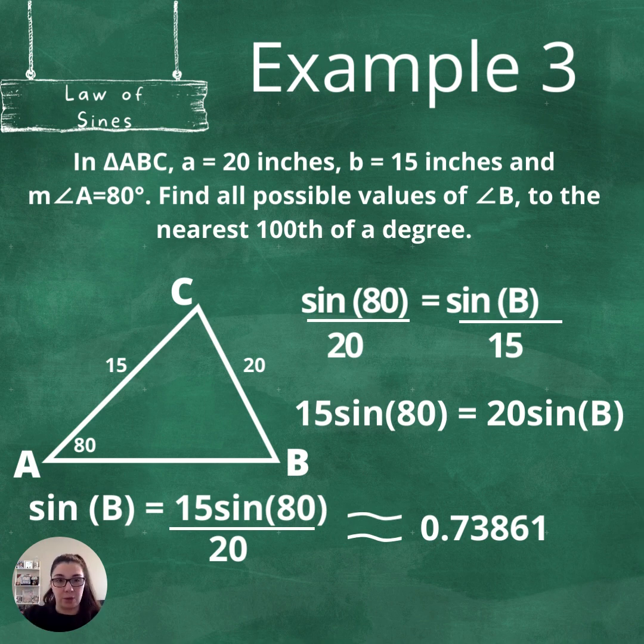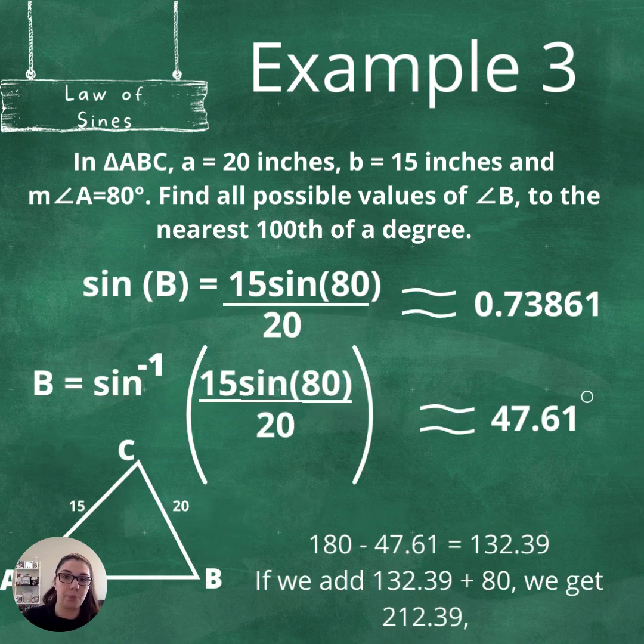So once you get to this point, the sine of B is approximately 0.73861. So you're like, I know this at least forms 1 triangle, don't know if it forms 2, so let's see what we can do. First thing you'd want to do is solve for the missing angle. So you would do inverse sine of 15 sine of 80 over 20, and that would give you approximately 47.61. So at least angle B has that measure.